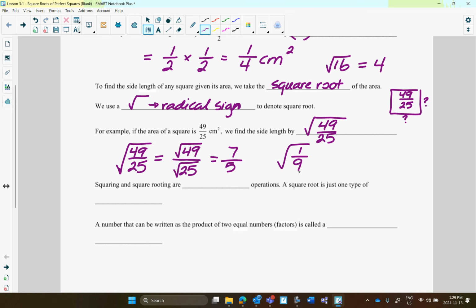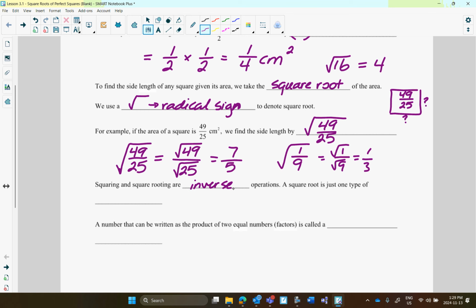One over 3, right? Because you just take the square root of 1 over the square root of 9, which gives you 1 over 3. So you see that squaring and square rooting are inverse operations. One undoes the other. So if I take a number and square it, to get back to the original number, I square root after I square.